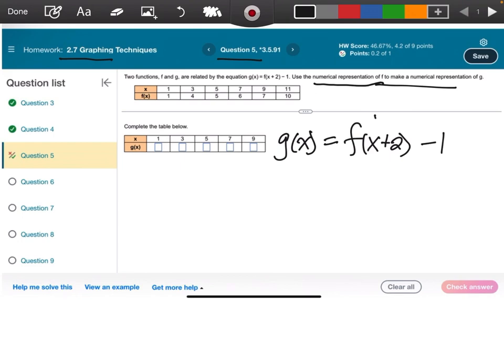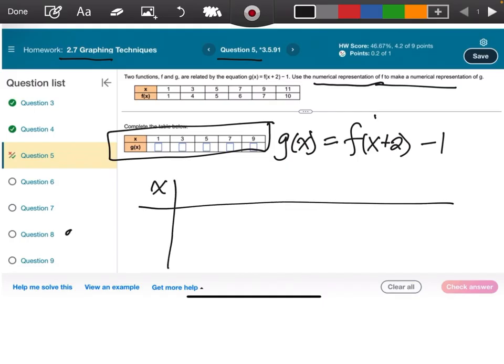So y'all, I know that they already have a table for us. I'm going to go ahead and write my own table here, okay? And I'm going to show you how I'm going to do this. So look, y'all, right here, I'm going to write g of x equals f of x plus 2 minus 1.